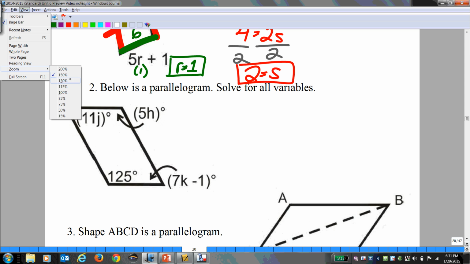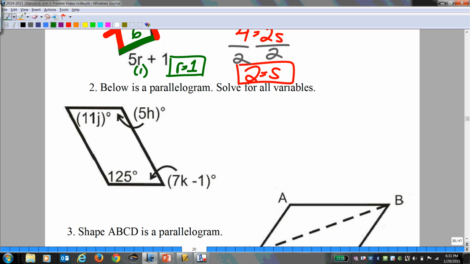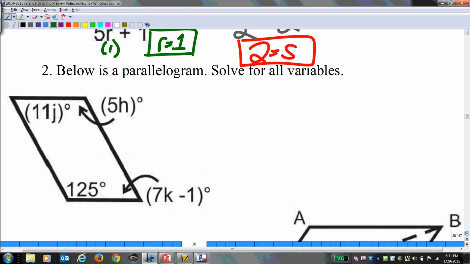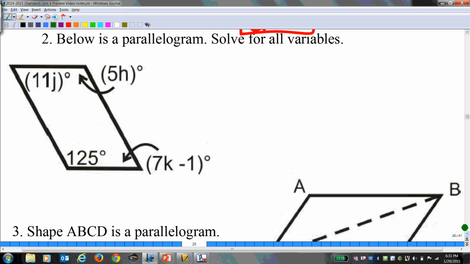Taking a look here. Next one, again, it's a parallelogram. Let's write our OCD out. And our goal here is to figure out all the variables using what we know. This one, it looks like we're dealing with angles.